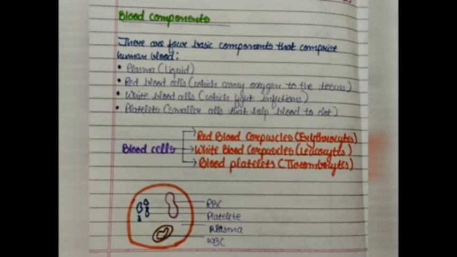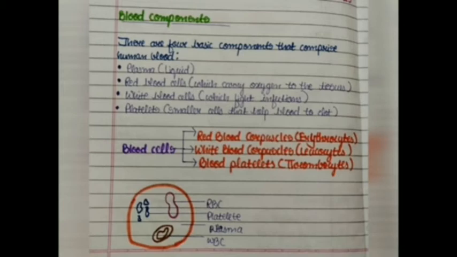Plasma. Blood plasma is the fluid part of the blood. It contains water, inorganic salts, proteins, etc. It helps in transporting gases and nutrients, regulates body heat, and maintains the blood pH. Let's discuss red blood cells.